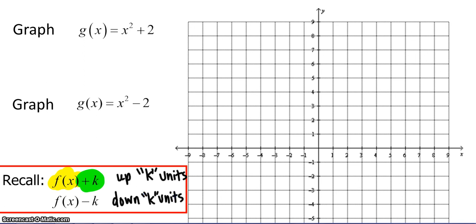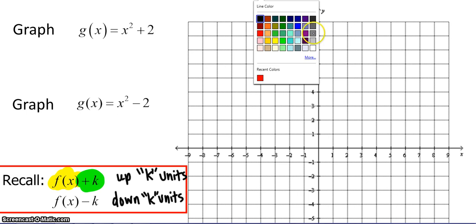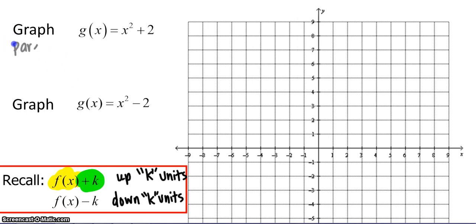So what's going to be very helpful for you here is if we can identify the parent function and if we can graph that parent function fairly easily. So I am going to do this in gray so that it doesn't stand out too much. My parent function for this first problem is x squared. So y equals x squared.